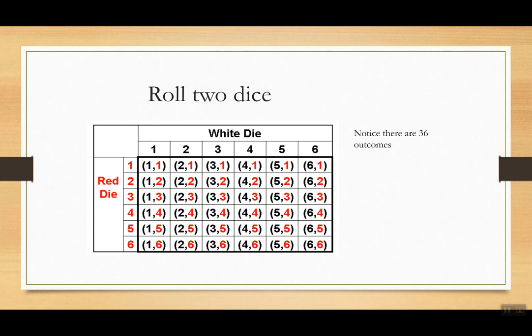Notice there are 36 outcomes. 6 choices for the first die, 6 choices for the second. When we multiply that together, that gives us 36 choices altogether.